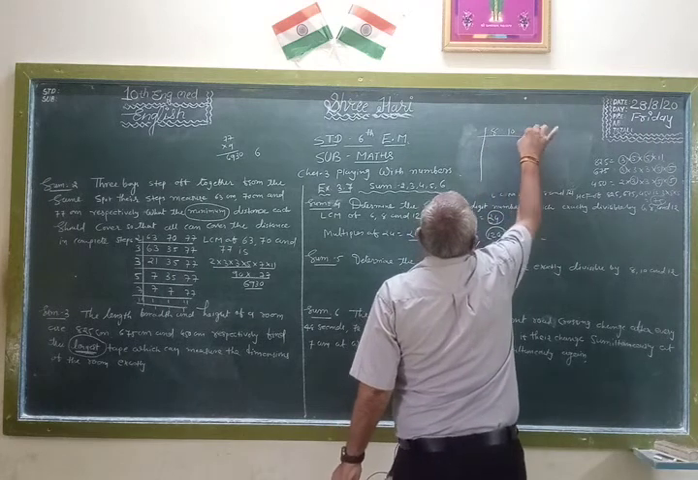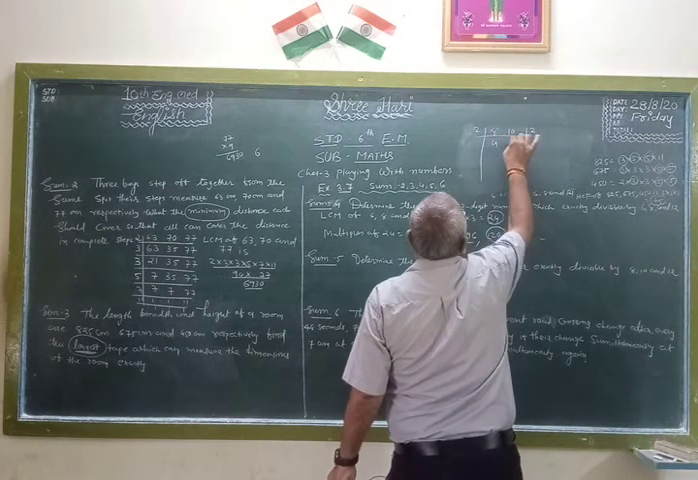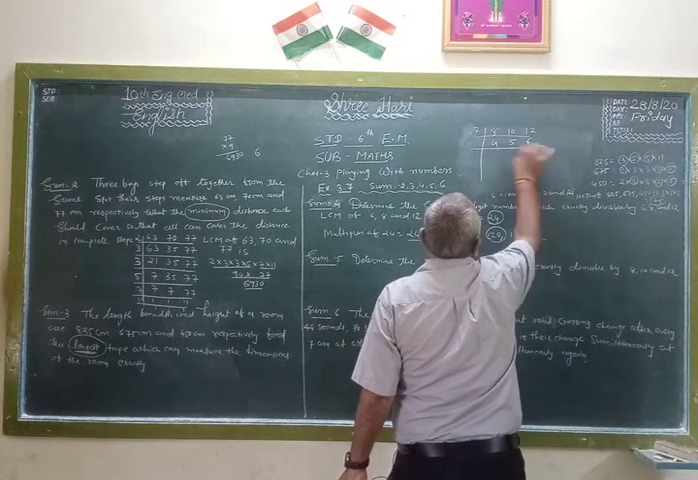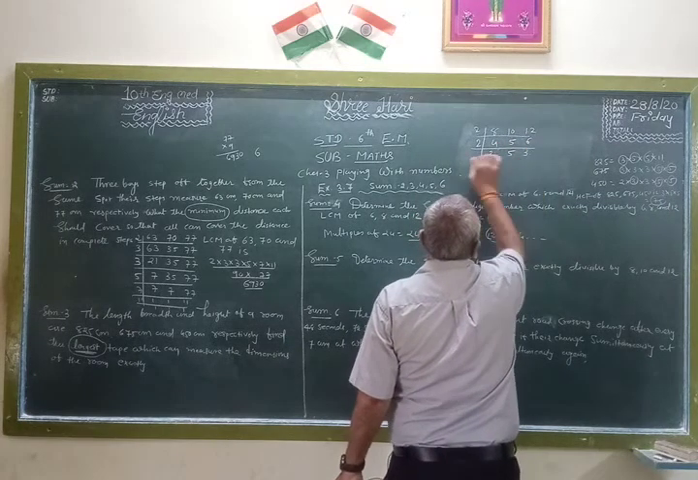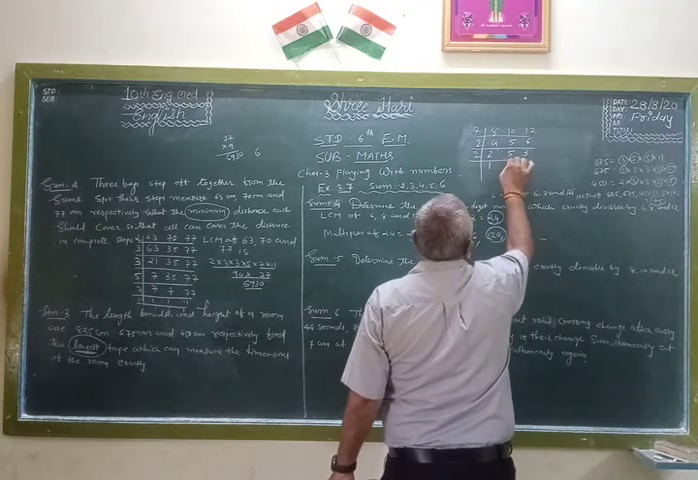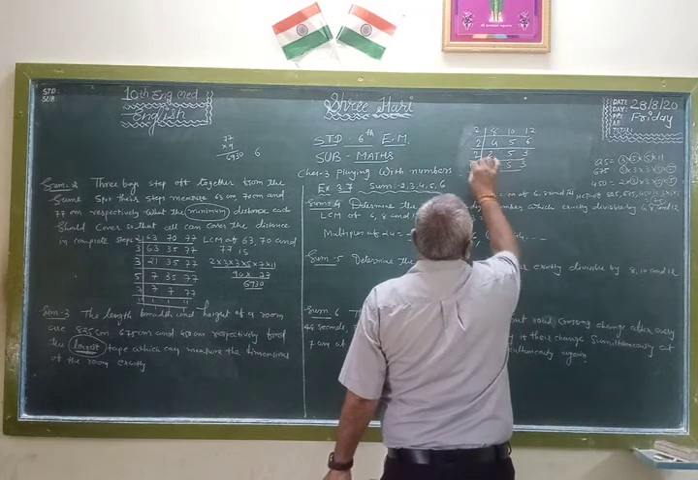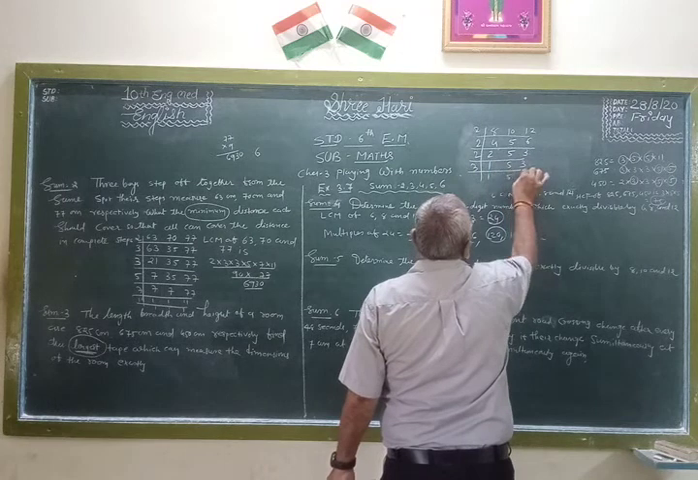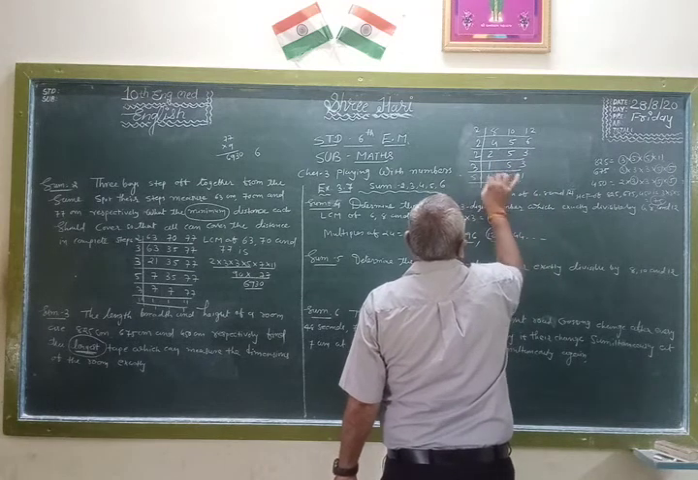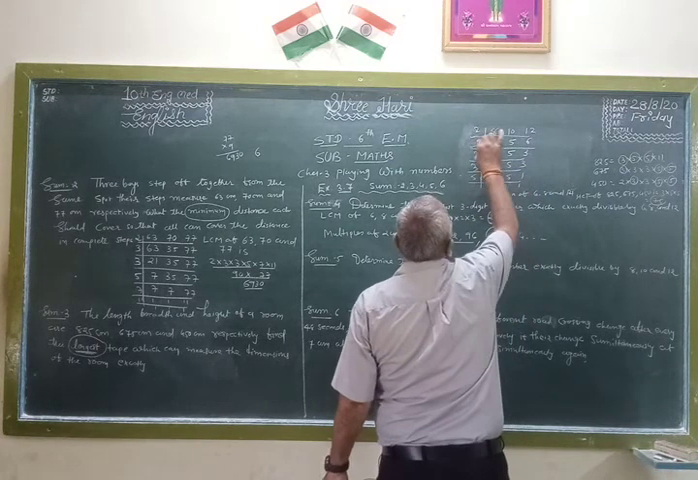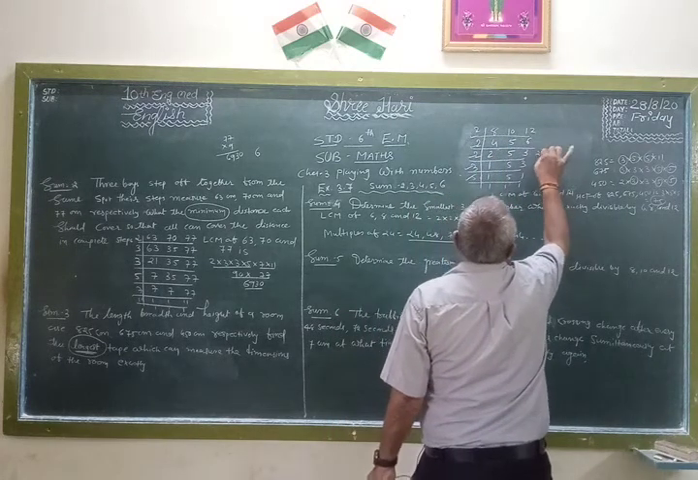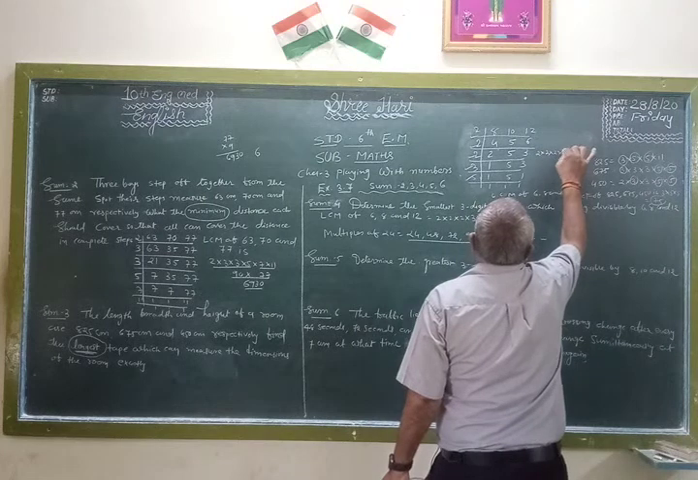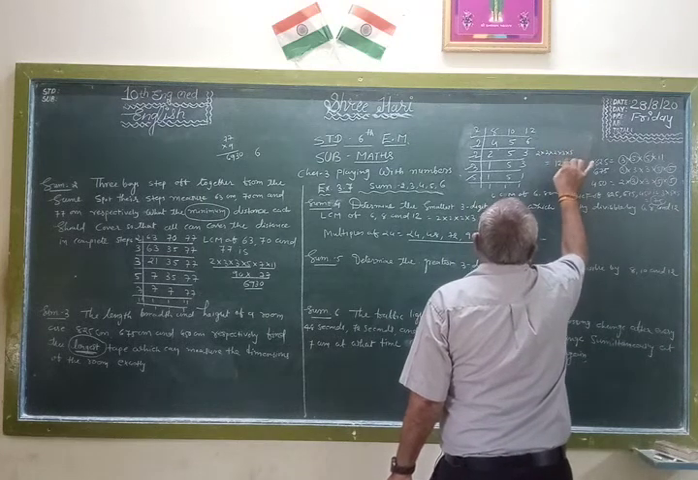Eight, 10 and 12. Divide by 2: 2 fours are 8, 2 fives are 10, 2 sixes are 12. So we get 4, 5, 6. Again divide by 2: 2 twos are 4, 5 as it is, 2 threes are 6. So we get 2, 5, 3. Now 2, 5, 3 as it is. Lastly, 2 times 2 is 4, 2 times 2 is 8, 3 times 8 is 24, 5 times 24 is 120. So 2 into 2 into 2 into 3 into 5 is equal to 120.